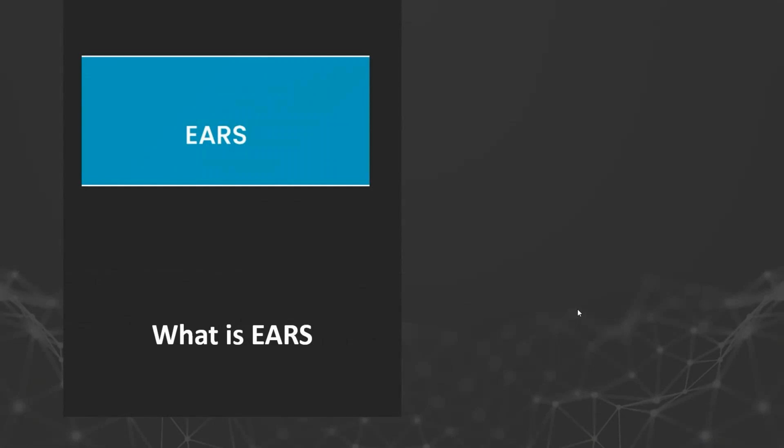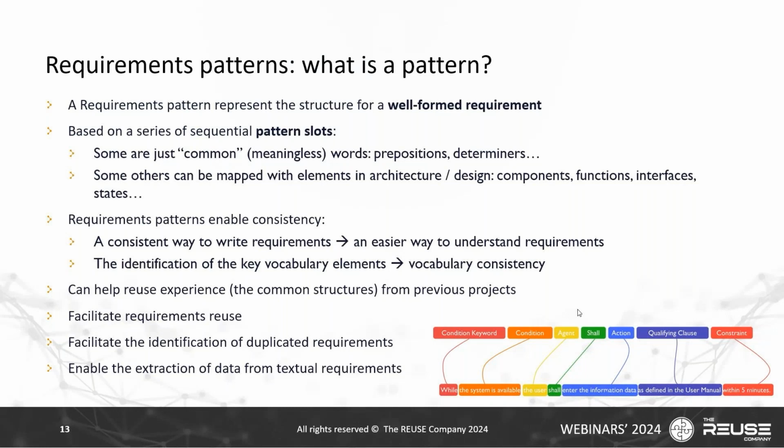So today's topic, nice topic, EARS. So what is EARS, by the way? EARS is just a catalog of different patterns, boilerplates, or statement level templates to write well-formed requirements. So a pattern normally is formed by a sequence of different what we call pattern slots, meaning the different blocks conforming the full pattern or the structure of a full requirement.